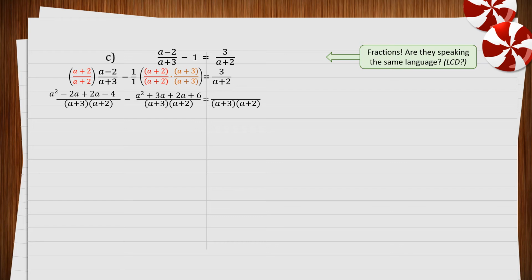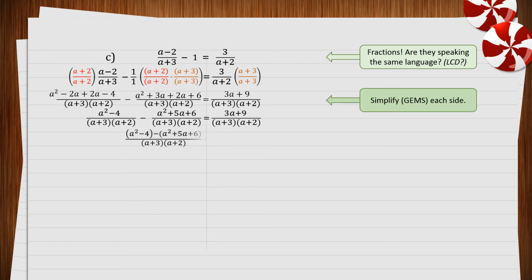On the right side of the equation, notice we already have a plus 2, but we are missing what piece? We're missing a plus 3. So now you would need to multiply the numerator, 3, and distribute it to a plus 3, which gives you 3a plus 9. Now let's take a moment to simplify the numerators individually. And now we want to simplify the problem.